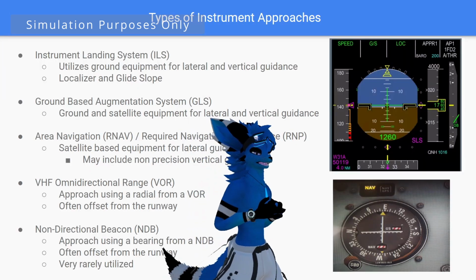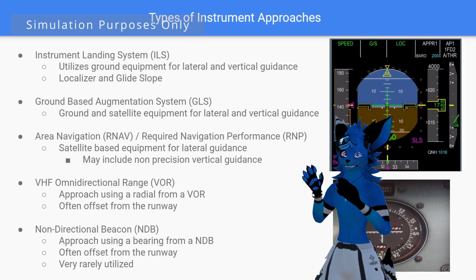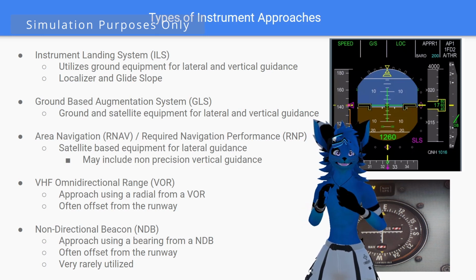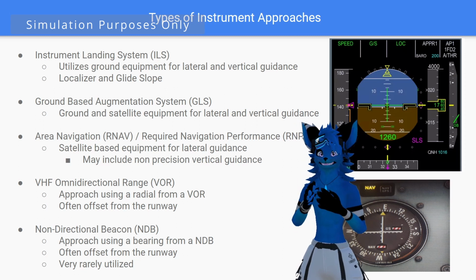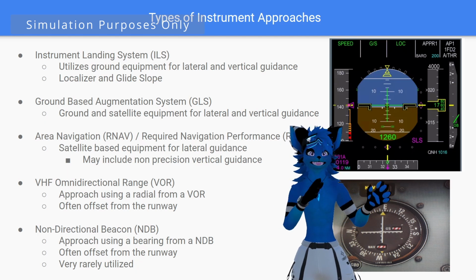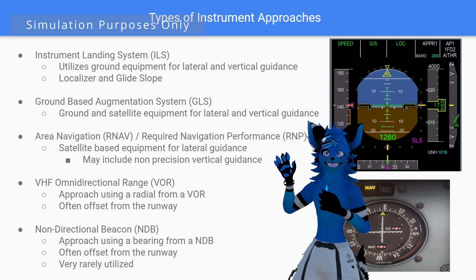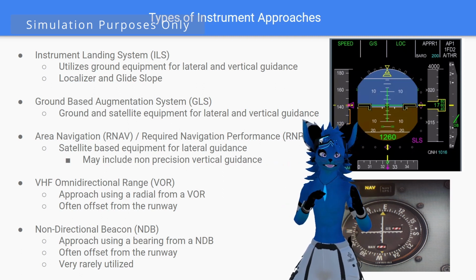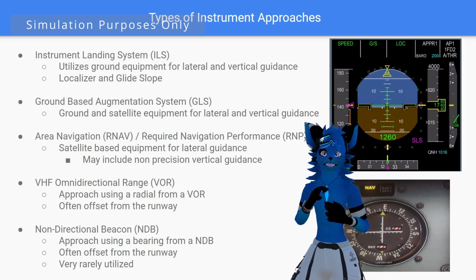Now let's break down the different types of approaches that we could be expected to fly on the VATSIM network. The first one, and the most common type of approach you're going to see, is the ILS approach. This only utilizes airport ground equipment for lateral and vertical guidance. They will use a localizer, which is a sensor at the very far end of the runway to keep you aligned laterally, and a glide slope off to the side of the runway that's going to give you vertical guidance. Next, we have the ground-based augmentation system, which is the GLS approaches. The difference between a GLS approach and an ILS approach is that it uses satellite data for your lateral guidance and ground equipment for your vertical guidance.